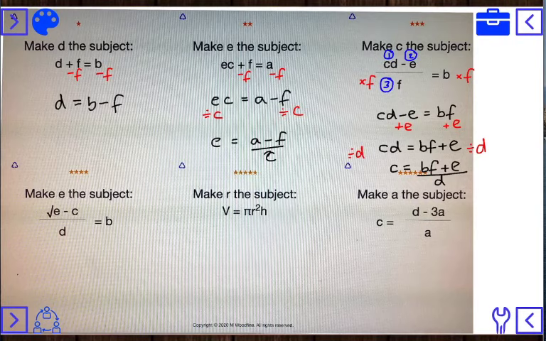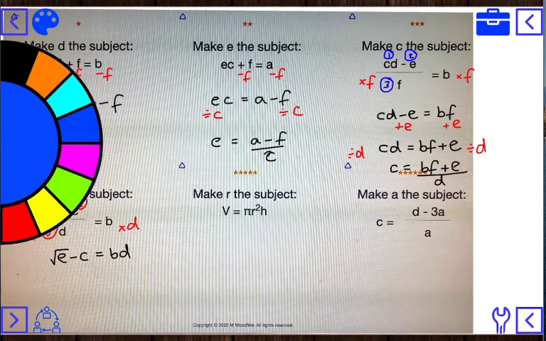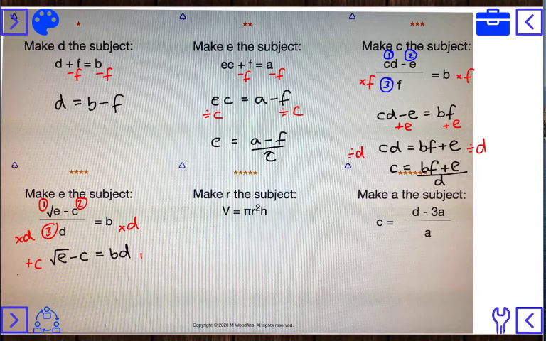For question 4, we need to make E the subject. And same thing again, it's getting more and more tricky because the first thing I'm doing is square rooting. Then I'm taking away C, and then I'm dividing by D to give me B. So working backwards, I actually need to times both sides by D first of all. And this will then give me just the numerator on the left-hand side and BD on the right-hand side. I now need to add C to both sides. So the square root of E is equal to BD plus C.